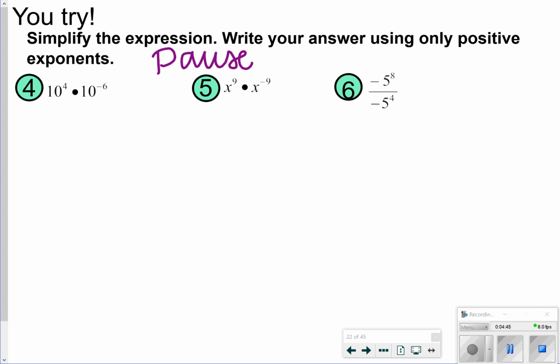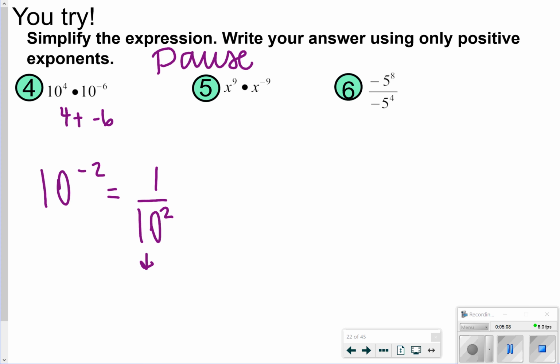Alright, so this first one, this is our product of powers. It has the same base, so I can add my exponents. When I add 4 plus negative 6, I get a negative 2. So initially, I get 10 to the negative 2, but I need it as a positive exponent, and then I can simplify it even further after that.